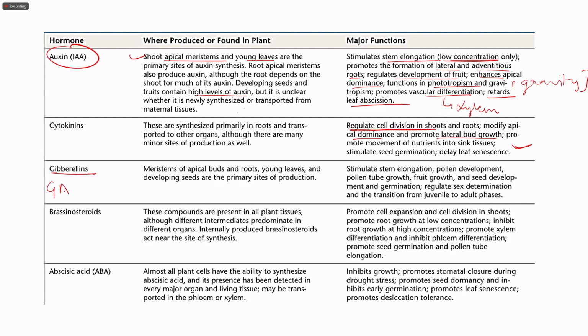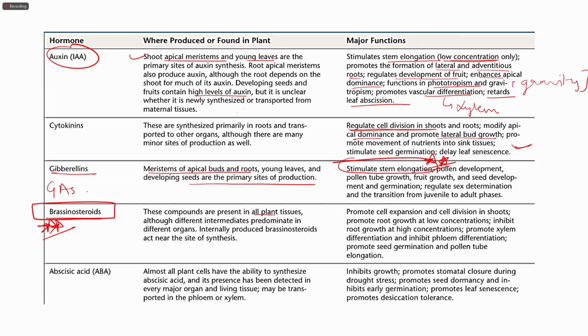Gibberellins, also known as gibberellic acids, which are acidic in nature, they are mainly found in the meristem of apical buds and roots, and young leaves are the primary sites of production. It stimulates stem elongation. This is the major characteristic function of gibberellins. And next is brassinosteroids. So brassinosteroids are the recently discovered.